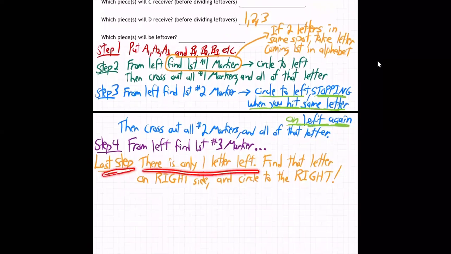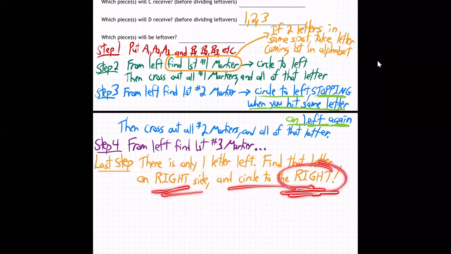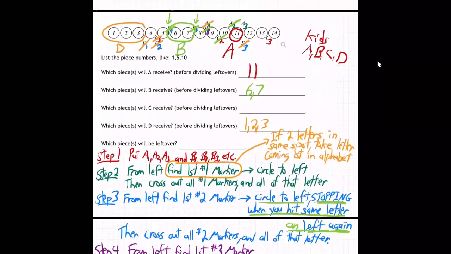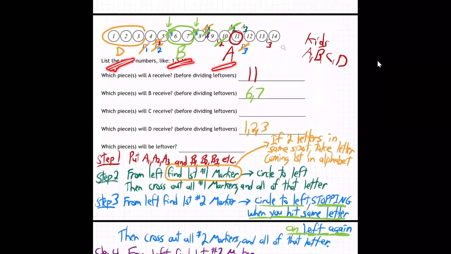Okay, now, last step. There's only 1 letter left. Find that letter on the right side. Notice the right. And circle to the right. Now it's right. Everything else has been left. Circled left. Everything's been left, but now it's right for the last step, for the last letter. So what letters have we got? A, B, and D. So all we've got left is C. So where's C? Go over on the right now, from the right side, and find C. There it is. C is the only letter left.